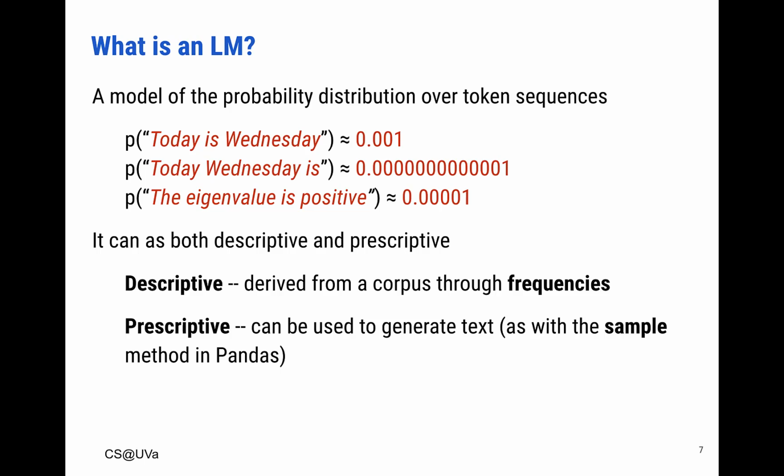Now, a language model can be both descriptive and prescriptive. It can be descriptive in the sense of being derived from a corpus through frequencies, which we're going to look at today, or it can be prescriptive. Once you have the model, it can be used to generate text, as with the sample method in Pandas, which I'll show how that works in our code walkthrough.